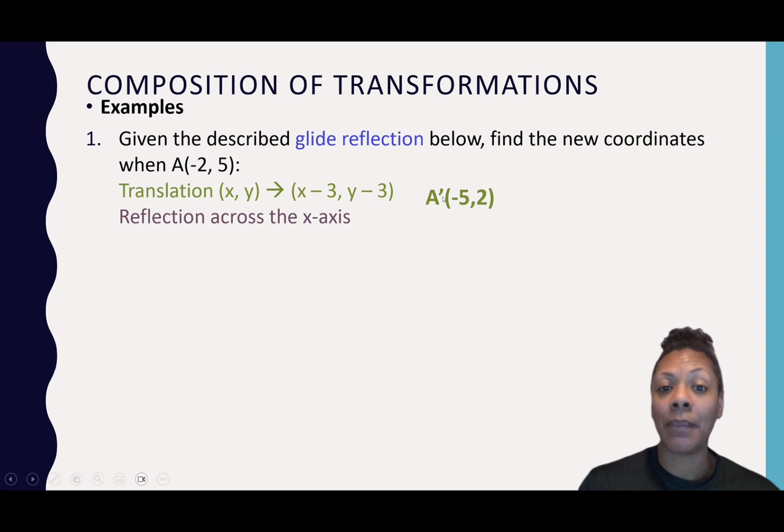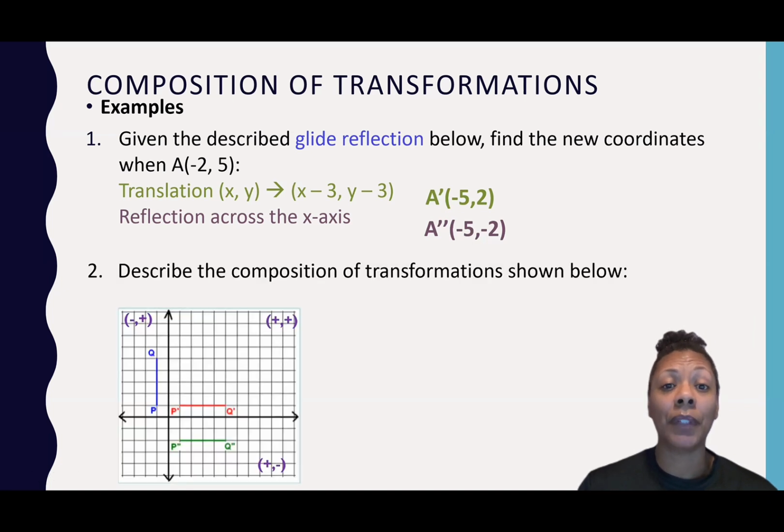Notice that it says prime. Make sure you distinguish that when you're writing it. A is my pre-image, A prime is my first image. Now I have another set of directions. It says reflection across the x-axis. My rule for that is I keep my x value the same, but my y value I multiply times -1. Looking at my A prime, I keep my x value the same, which is -5, and I multiply my y by -1. So my A double prime has coordinates of -5, -2, and I'm finished with that one. That was called a glide reflection.